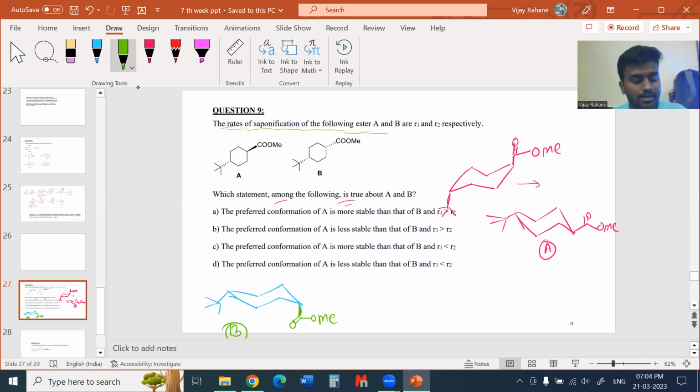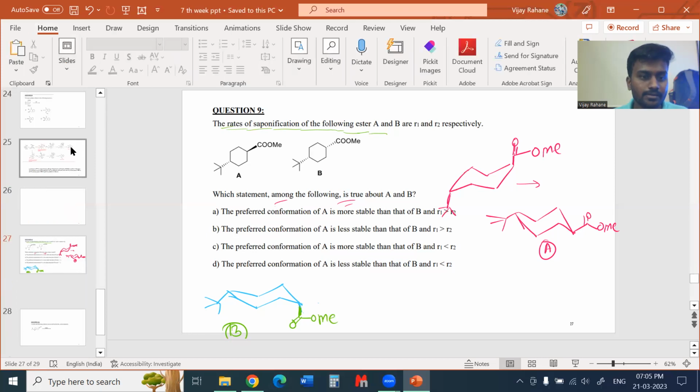And we know the axial ester is hydrolyzed slower. This is the axial ester, right? So the saponification of the axial ester is slower than that of the equatorial one, because the first step involves the formation of a tetrahedral intermediate, right?